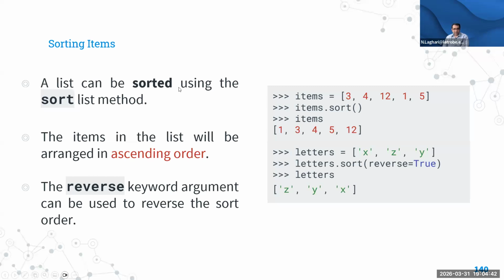Okay, so lists can be sorted using the sort method itself. So you want to sort, it is sorted. So you see that this is sort. And if you want to sort in the reverse order, you call the same sort function, and reverse is true. So the reversed order is Z, Y, X.